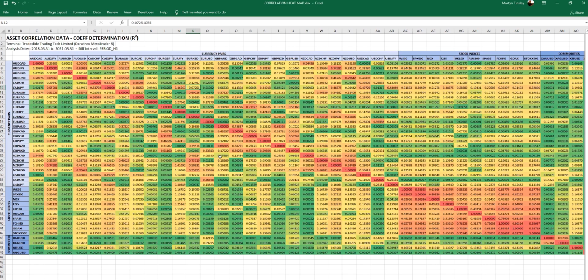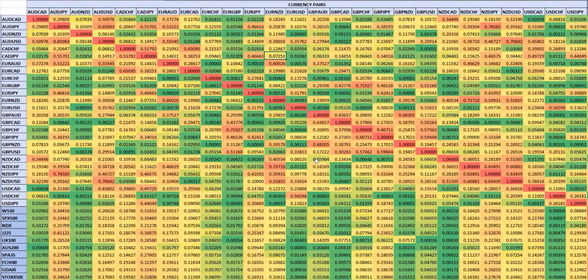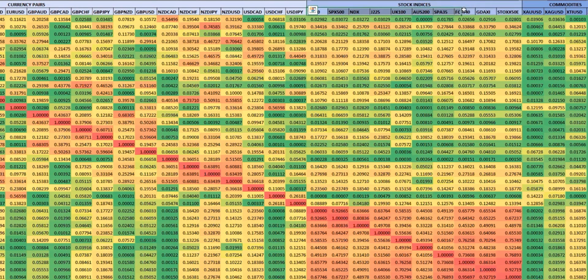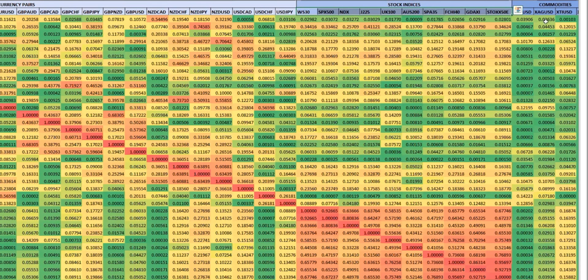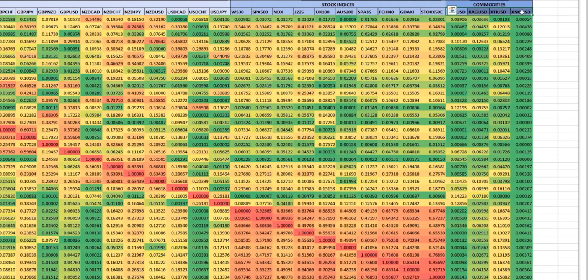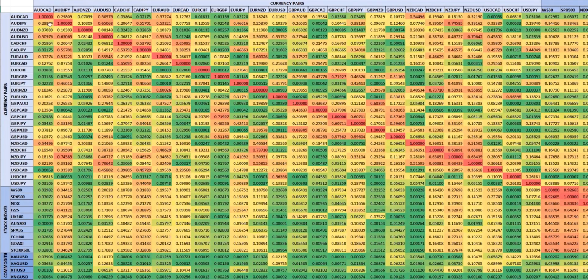So let me just explain what we're looking at in this heat map. Across the top here, we firstly have a set of currency pairs, followed by a number of stock indices. And then finally, at the end here, we've got four commodities. So this is gold, silver, oil, and natural gas. Then down the left-hand side, we've got exactly the same assets.